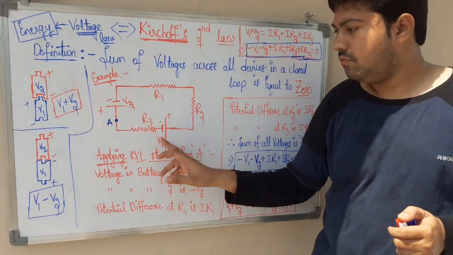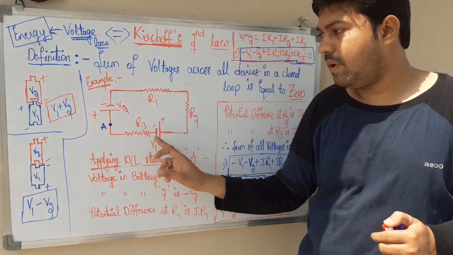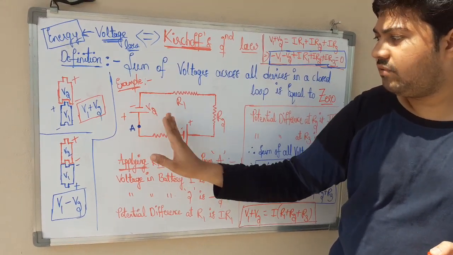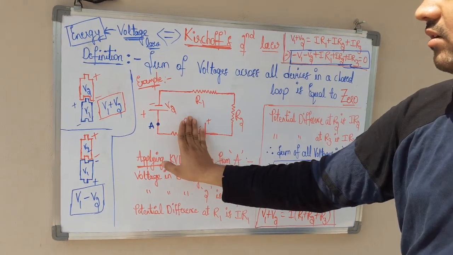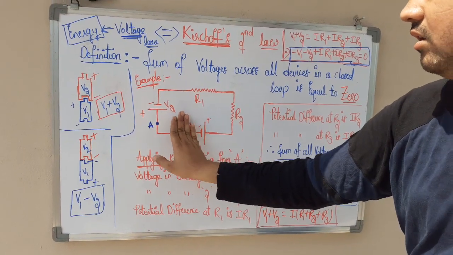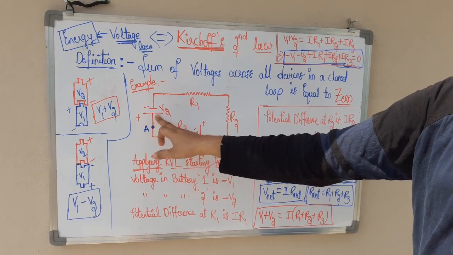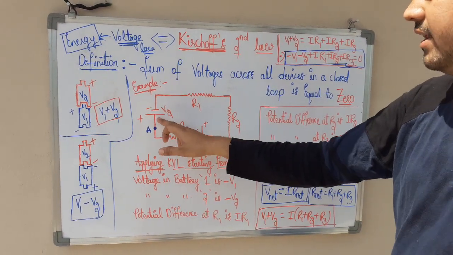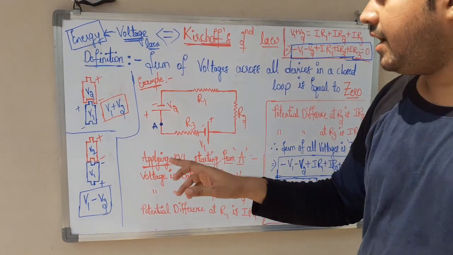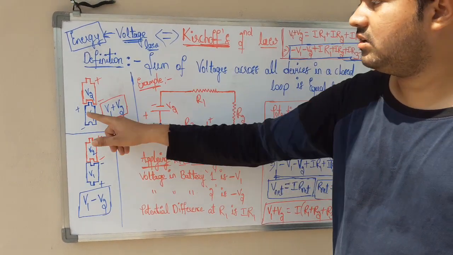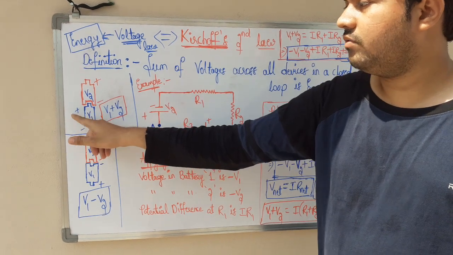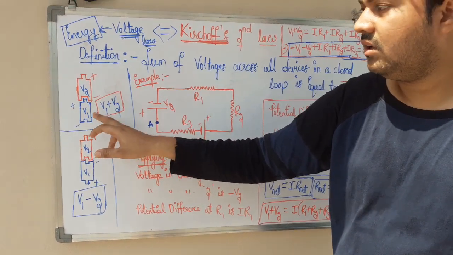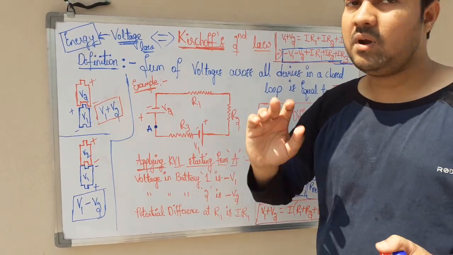So first, here we have two batteries. Forget about the resistors. If you forget about the resistors, these two batteries are connected from plus to minus. Here this is the plus of a battery and this is the minus of a battery. If we connect plus and minus, then the total voltage will be V1 plus V2.